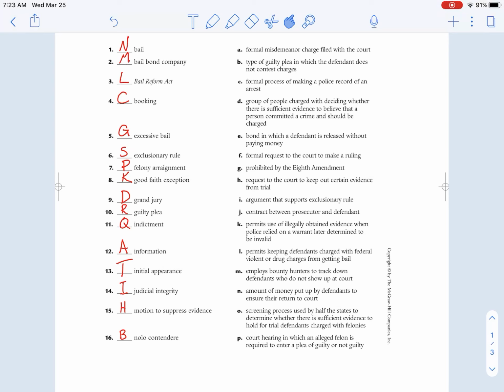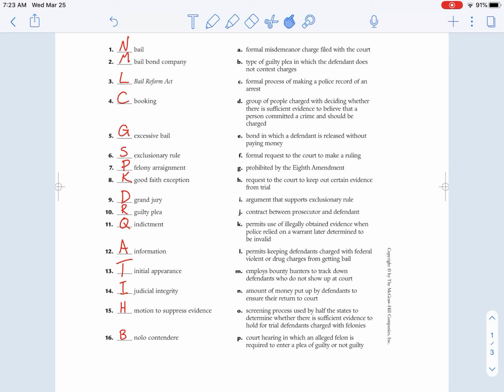Number 14, judicial integrity. It is an argument that supports the exclusionary rule. So the exclusionary rule states that any illegally obtained evidence cannot be used at trial. That is in order to preserve judicial integrity and to preserve the integrity of the courts, the respect of the courts.